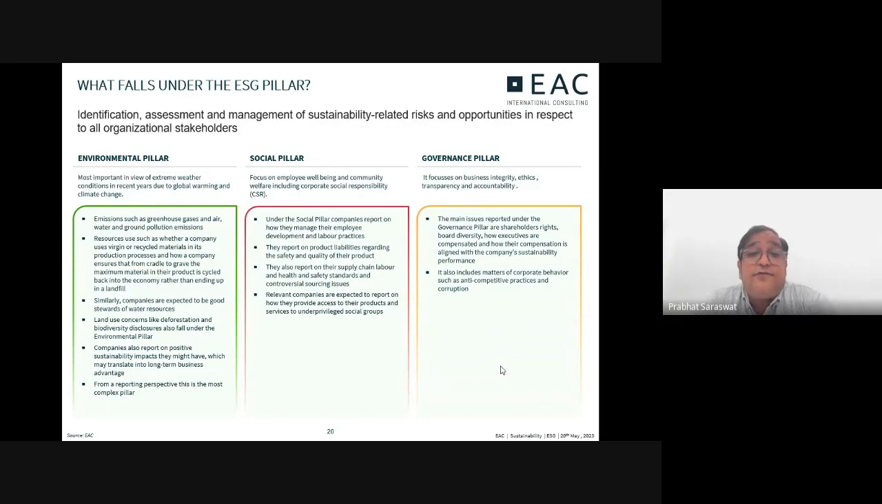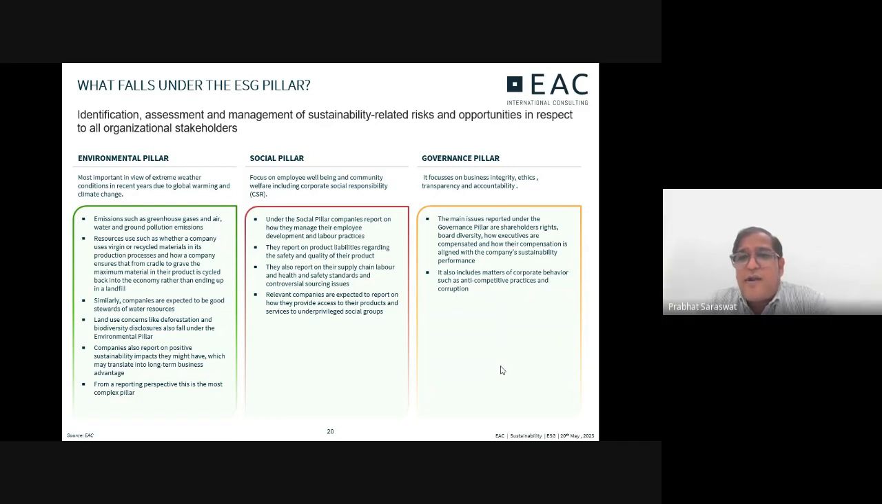And the social pillar focuses on employee well-being and community welfare, including corporate social responsibility. So under this pillar, companies report on how they manage their employee development and labor practices. They report on product liabilities regarding the safety and quality of their products. They also report on their supply chain labor and health and safety standards and controversial sourcing issues.